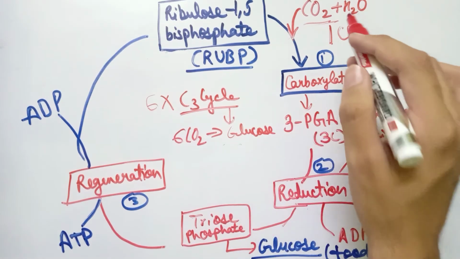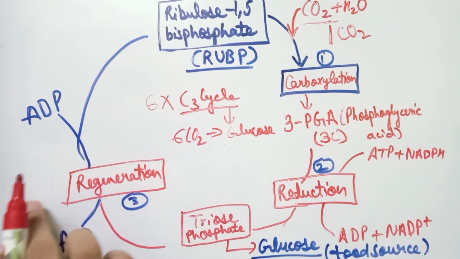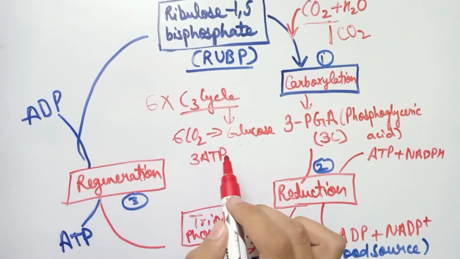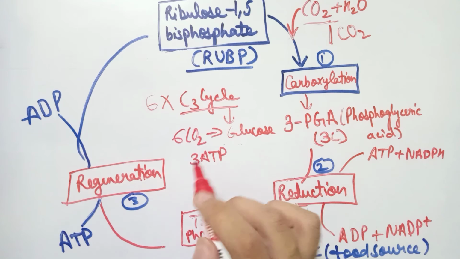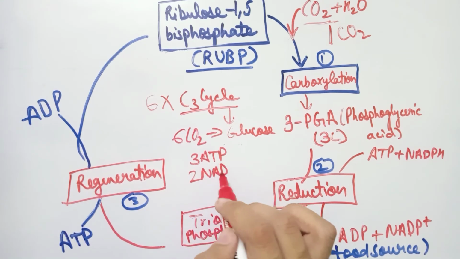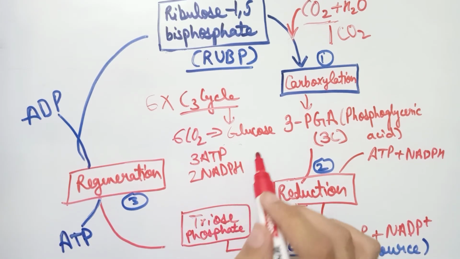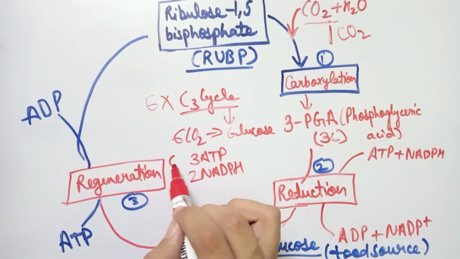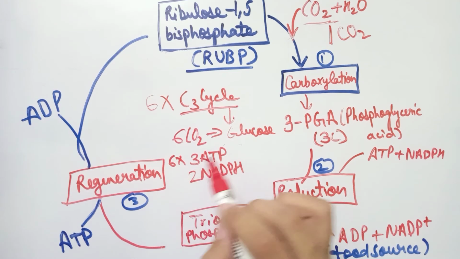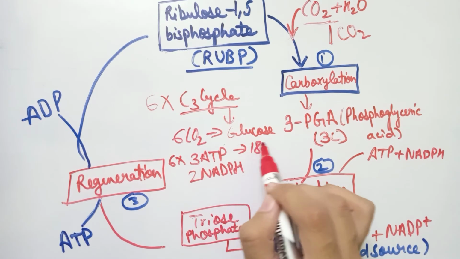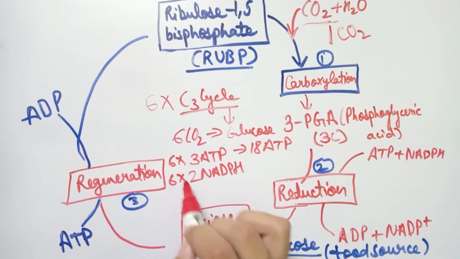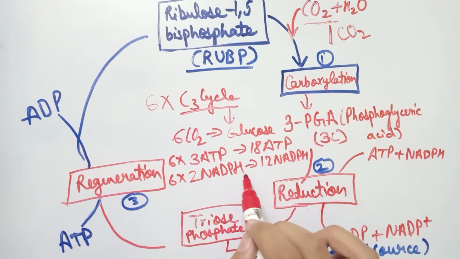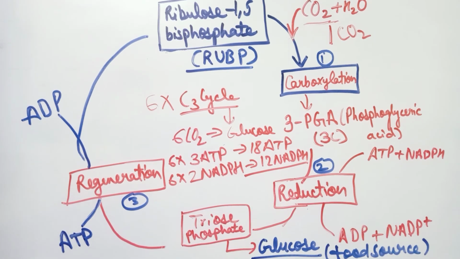And we know that in 1 Calvin cycle, 3 ATP molecules and 2 NADPH molecules are utilized to fix 1 carbon dioxide molecule. So this means that in order to produce the glucose, we need 6 into 3, 18 ATP molecules, and 6 into 2, 12 NADPH molecules. So in this way, the calculation part of the Calvin cycle works.